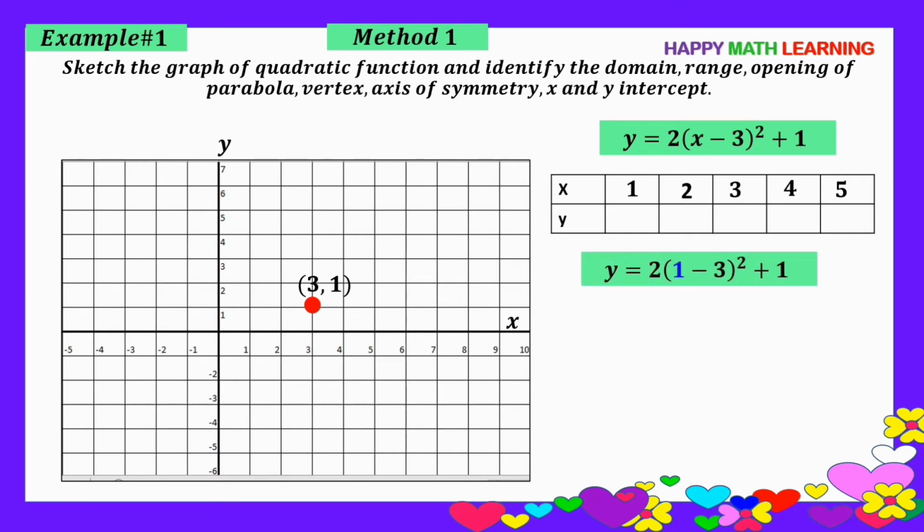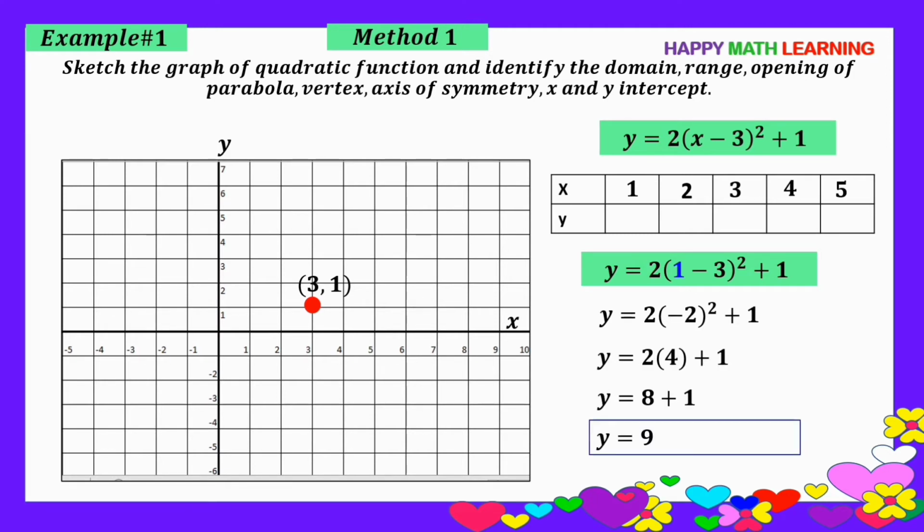Pag na-graph na natin, saka natin sasagutan o i-identify ang domain, range, opening of the parabola, vertex, axis of symmetry, and y-intercept. Sa pag-graph ng quadratic function, maaari tayong makapag-graph gamit lamang ang 3 points or 5 points, basta kasama na sa point na ito ang vertex.